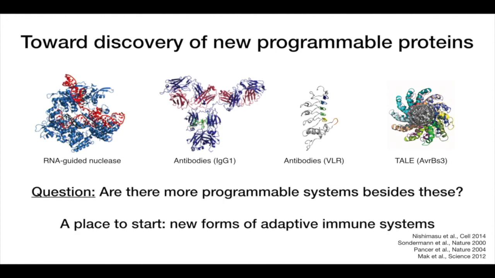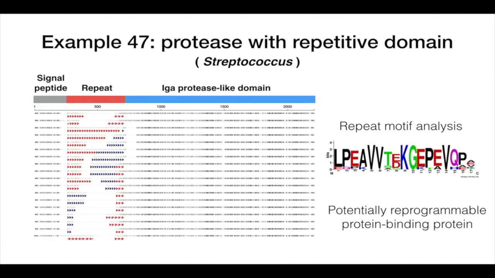And so one of the questions we have is, are there more programmable systems besides these? Because they're likely to be new adaptive systems that we may be able to harness and also reprogram to further study biology. I'll just briefly show you 2 examples. This is a protease. It's got a repeat domain that's kind of like the tail systems. And these repeats are mostly conserved, but carry hypervariable regions that might confer substrate specificity.